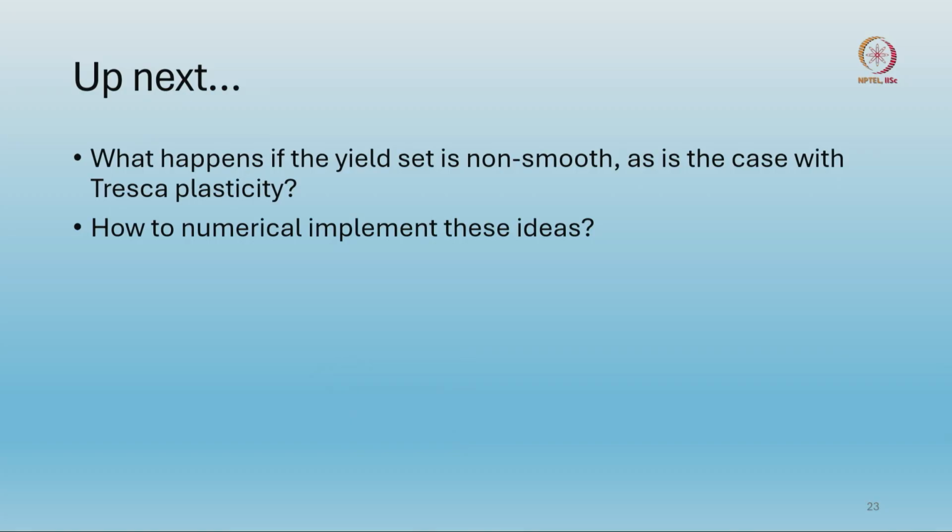In the next lecture, we will discuss further what happens if the yield set is non-smooth. We have already discussed a little bit, but not enough. We will discuss more about what happens if the yield set is non-smooth, which is the case with Tresca plasticity. Okay. More importantly, because Tresca plasticity many people may not be using these days, we will see how we can implement these ideas, the initial parts of that, in a numerical code, like in the finite element.